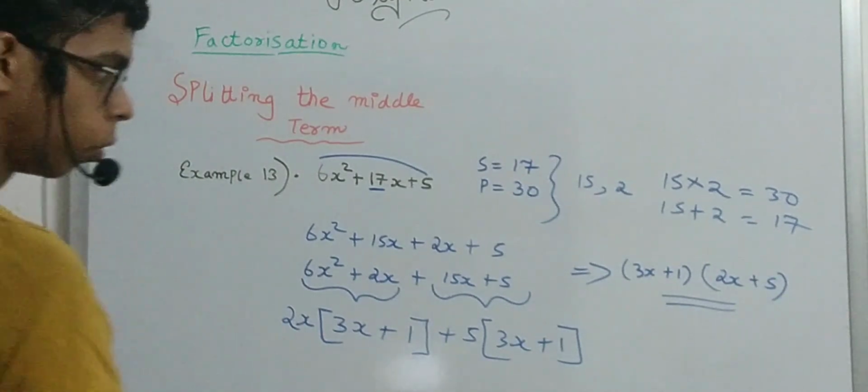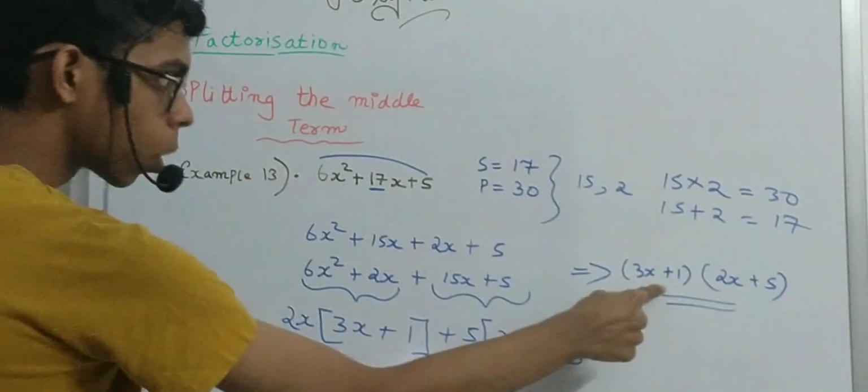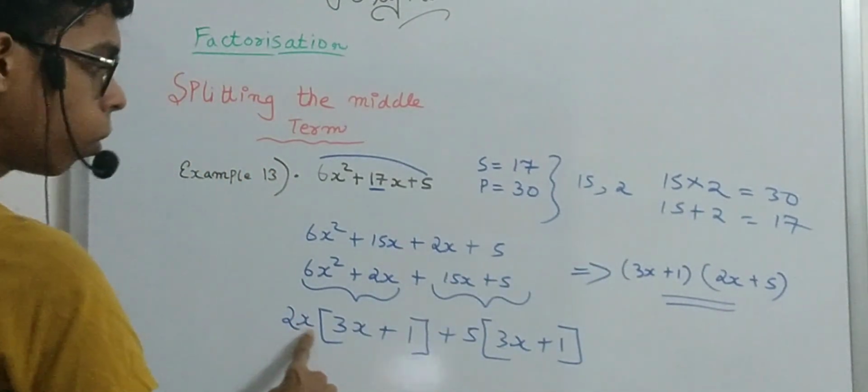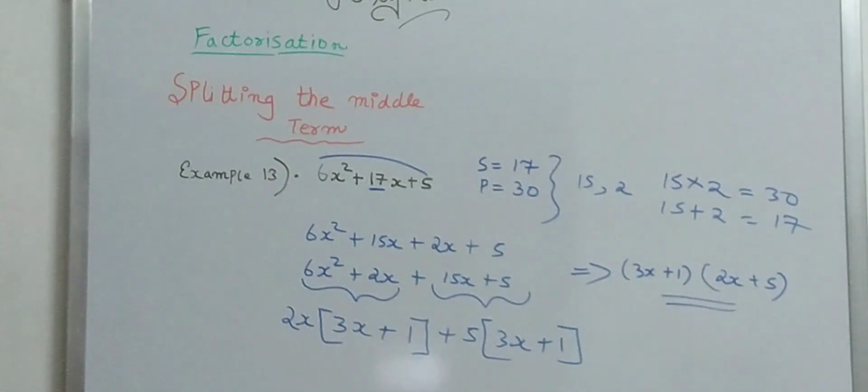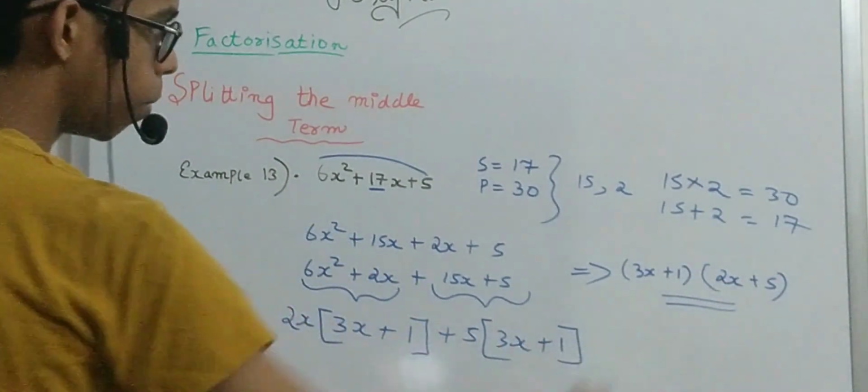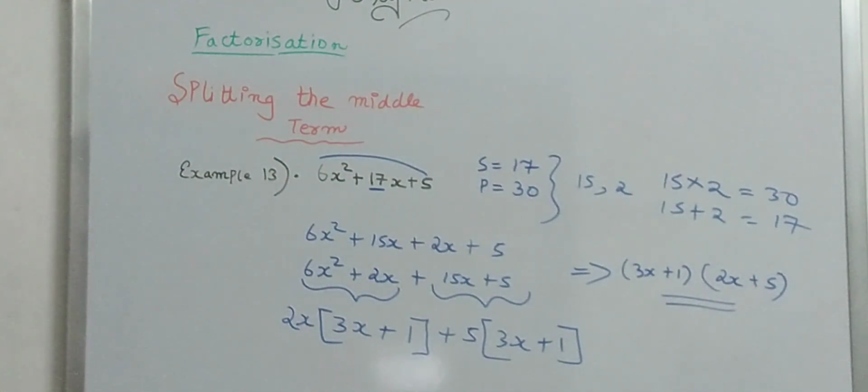After that, what did we do? We took this 3x plus 1 as common out. Then what is left with you? 2x plus 5. So put that also in the bracket. So this will be your final factorization answer. Okay, I hope it is clear to you.